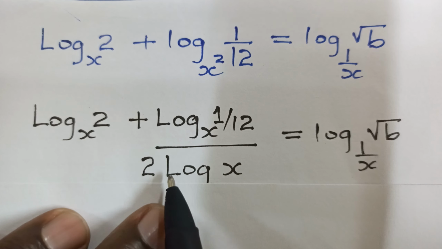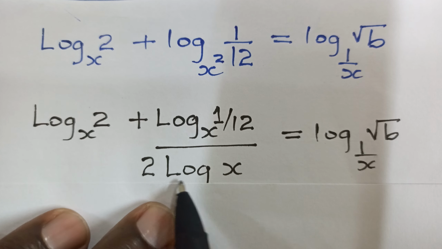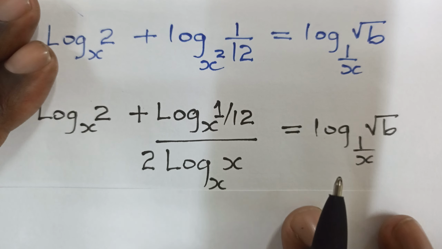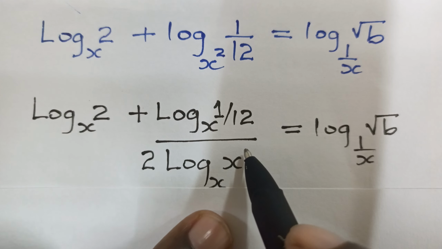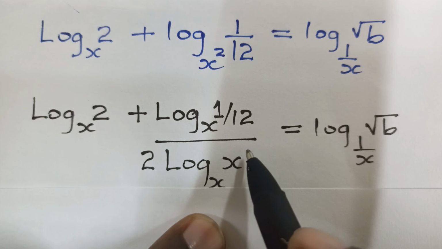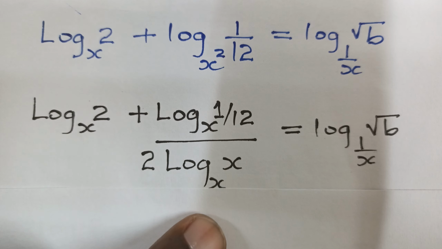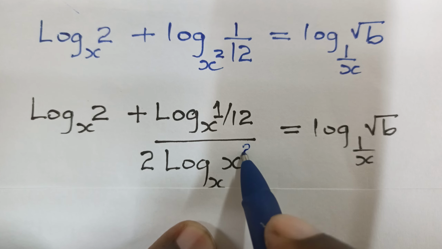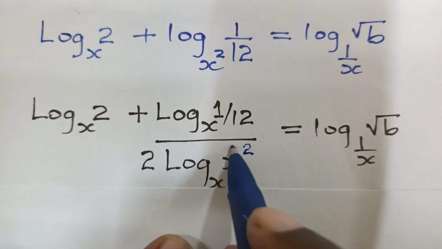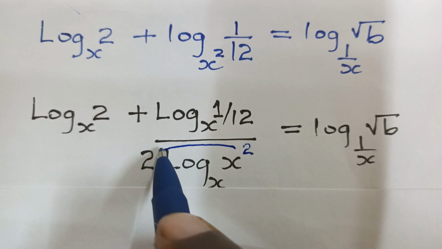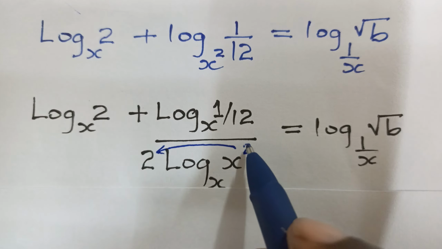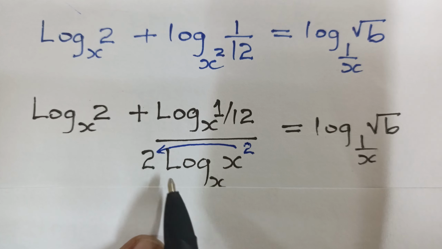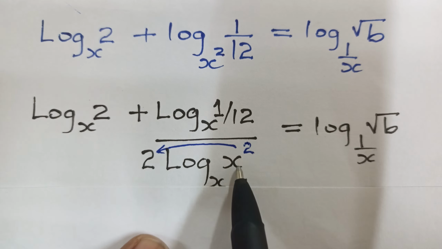As you can see this one, formerly it was log to base x of x squared. So we had a squared here, but now we have to transfer this 2 that is supposed to be here. According to the laws of logarithm, we now transfer it this side. And so therefore, now it becomes 2 log x to base x.